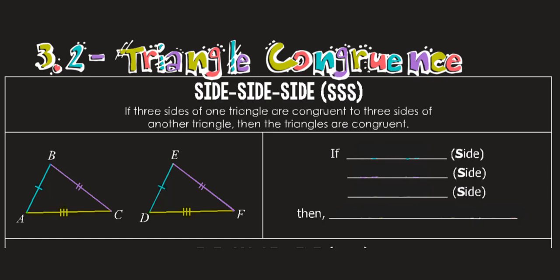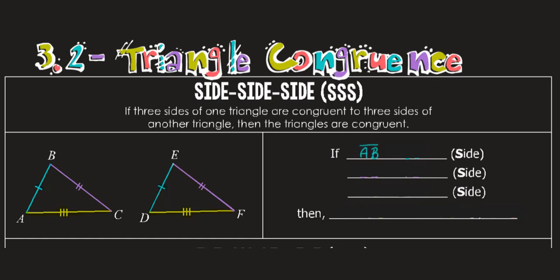3.2 Triangle Congruence. In this lesson, you will be introduced to triangle congruence theorems. The first theorem, side, side, side, or SSS. If three sides of one triangle are congruent to three sides of another triangle, then the triangles are congruent.